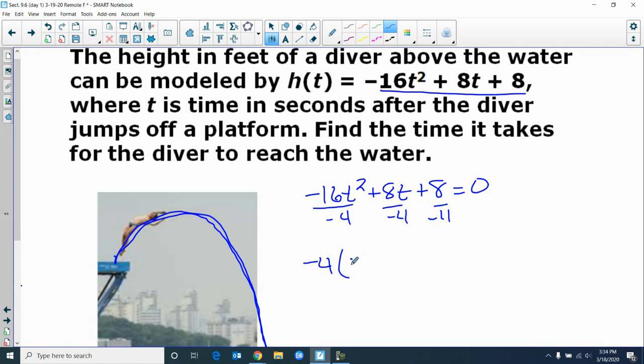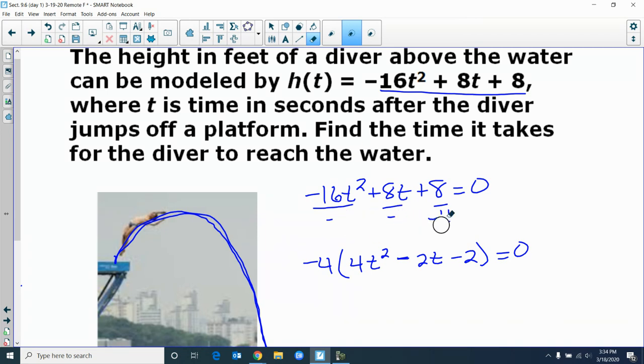That gives me 4t squared minus 2t minus 2. All right, I just noted something. Since these all have something in common, I did not take out the GCF. What will actually go into 16, 8, and 8 that is bigger than 4? It's actually going to be negative 8. Let me fix that.